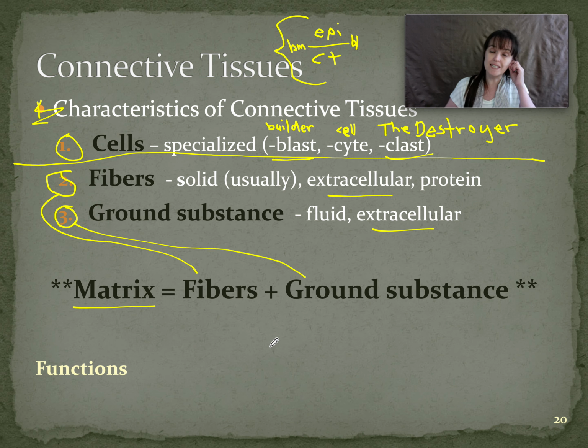Or, as I often say in lab, the matrix is everything outside of the cells, which is extracellular, which involves both the fibers and the ground substance. So these are different ways to say the exact same thing. The matrix is the fibers plus the ground substance, or the matrix is everything extracellular in the connective tissues.